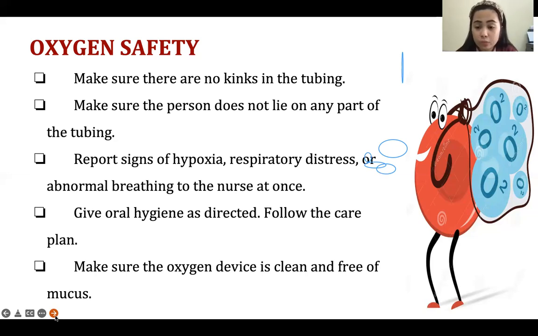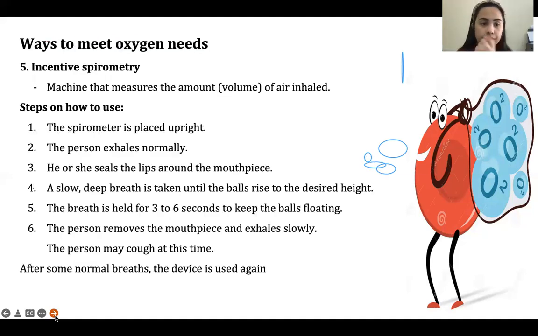Then give oral hygiene as directed. This is the one I've told you about, because the result of having oxygen inhalation is that you will have a dry mouth. Then make sure the oxygen device is clean and free of mucus.